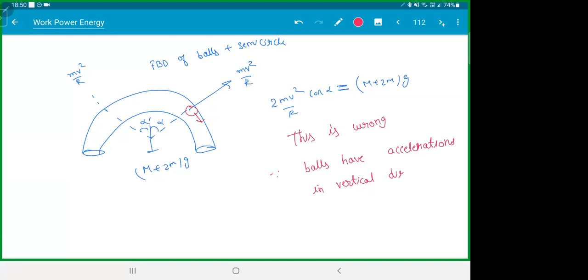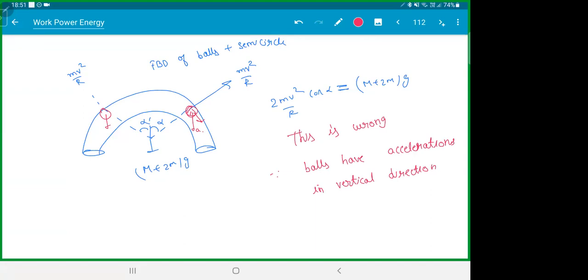And second thing, if you remember in NLM, we wrote a statement there: you can treat two bodies as one system if they have the same acceleration. Here they don't have the same acceleration. The alpha angle is the same and the velocities are the same. No, I'm not talking about that. This sphere here is having an acceleration in the vertical direction. This sphere is also having acceleration in the vertical direction.